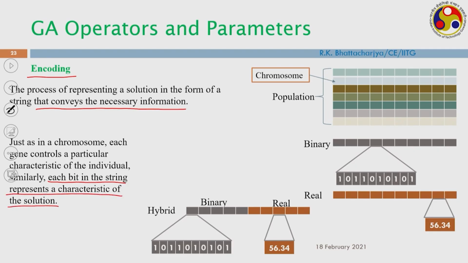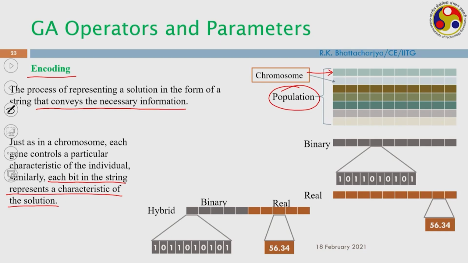So, what we want to do here is, using encoding, convert this solution into a string. Just like in a chromosome the gene bears the characteristics of that particular solution, here also each bit will carry the information or characteristics of that solution. Here I am representing a population. As I said, a population is a set of solutions. What is a solution? A solution means one chromosome, so one chromosome is one solution.